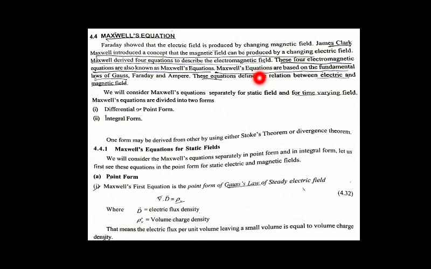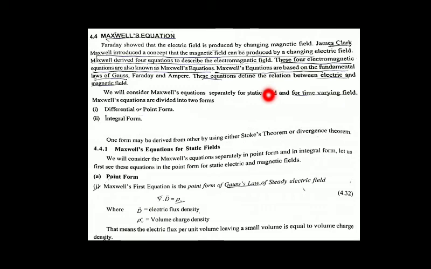So in that case, Maxwell derived four equations to describe the electromagnetic field. This is the most important equation for the electromagnetic field. These four electromagnetic equations are known as Maxwell equations. Maxwell equations are based on the fundamental laws of Gauss, Faraday and Ampere. This equation defines the relation between the electric and magnetic field.